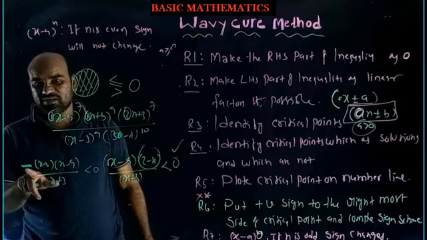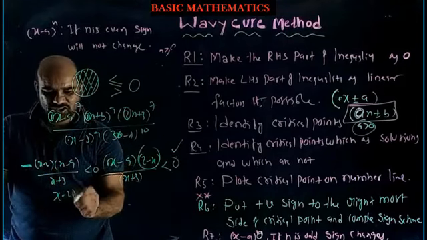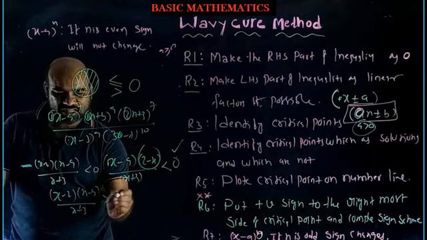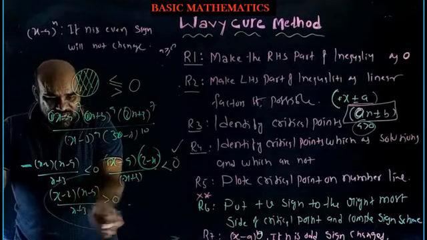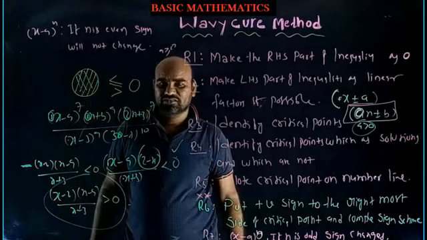We don't want the minus symbol here. Multiply minus on either side; the inequality will alter. So (x minus 2) into (x minus 9) by (x plus 3) is now greater than 0. Now this is in standard form. Now we can apply the Wavy-Curve method and find the value of x.